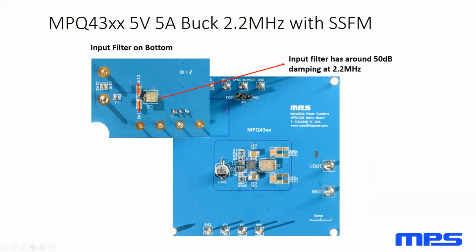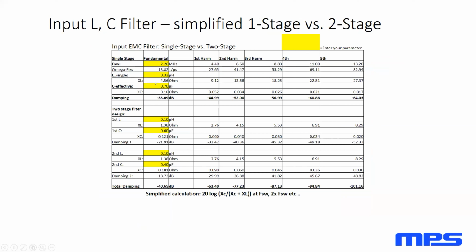So here's that input filter on the bottom with that T configuration. This filter, as we have it on the EVB, provides around 50 dB of dampening at 2.2 megahertz. There are ways to calculate what you might need depending on what you see in your EMC results.